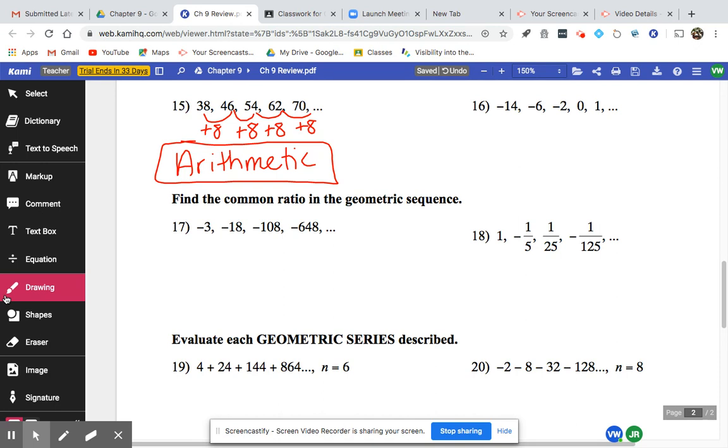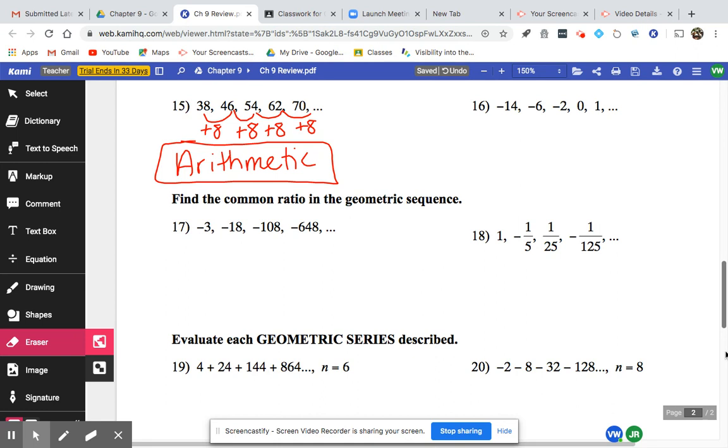Number 16, let's check to see if it's arithmetic first, but I'm guessing it's not. So if I want to try to add the same number, negative 14 plus 8 is negative 6. When I add 8 to negative 6, I end up with positive 2. Here I have a negative 2, so it's not arithmetic. Let's see if it's geometric.